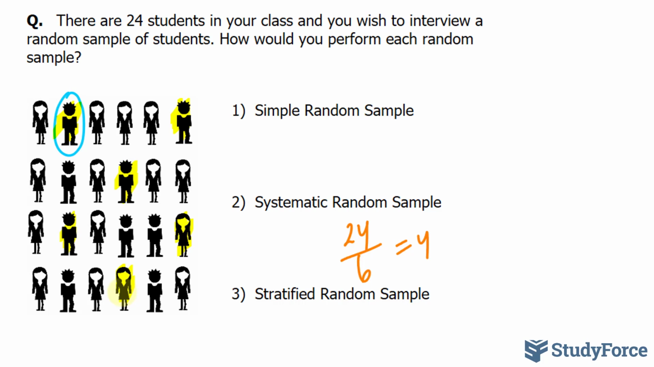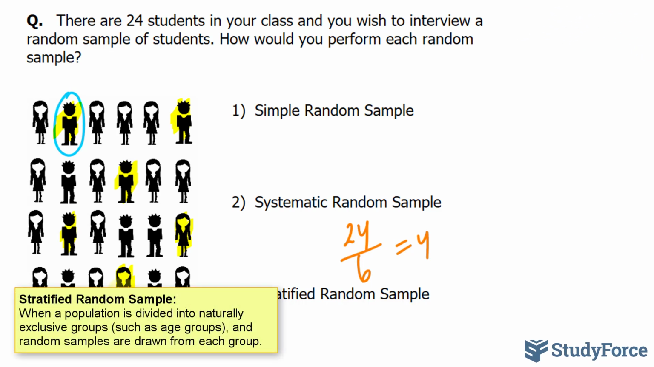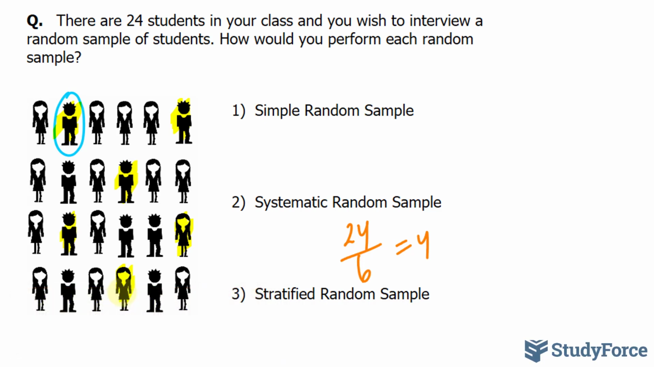Let's move on to the last type. This is called stratified random sampling. The name of this technique speaks for itself. What we have to do is divide the population into strata or categories. For example, males and females. Then, when I select my students at random, I want to represent the ratio in which the males and females represent in the whole population.